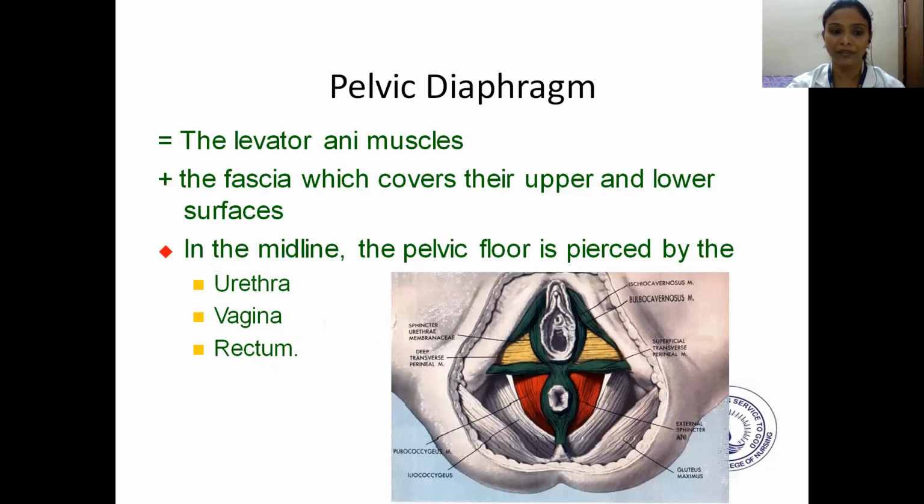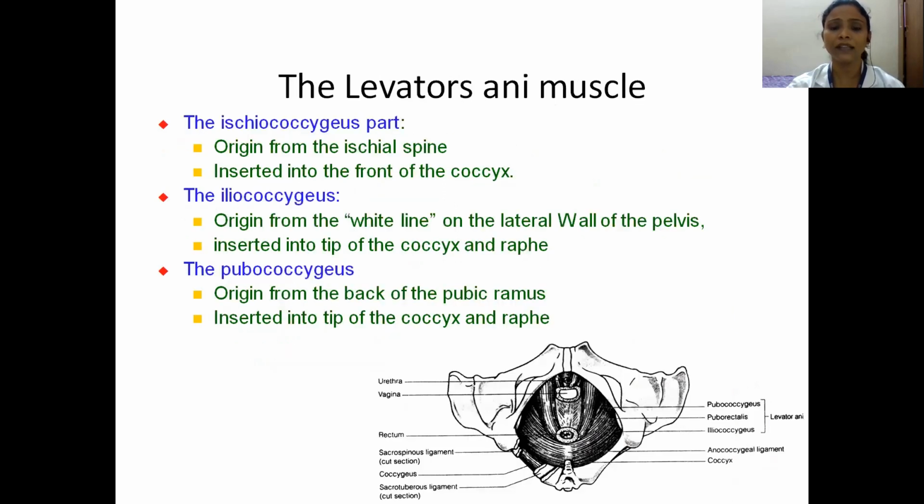Next is the pelvic diaphragm. This consists purely of the levator ani muscles, which cover the upper and lower surfaces. In the middle, the pelvic floor is pierced by the urethra, vagina, and the rectum. The levator ani muscles: first, the ischiococcygeus part, with origin from the ischial spine, inserted in the front of the coccyx. Next is the iliococcygeus, origin from the white line on the lateral wall of the pelvis, inserted into the tip of the coccyx and the raphe.